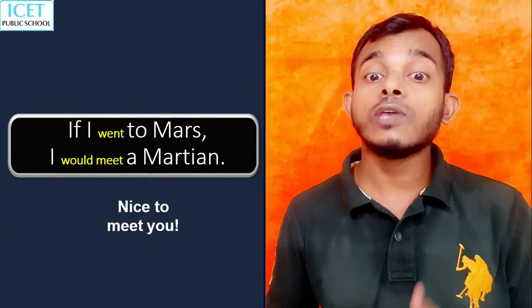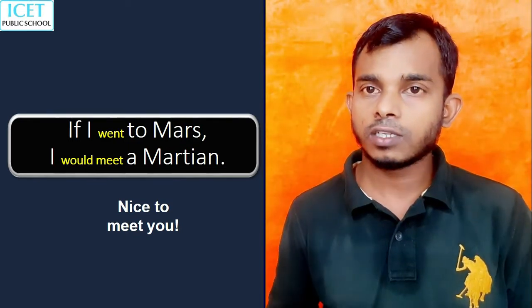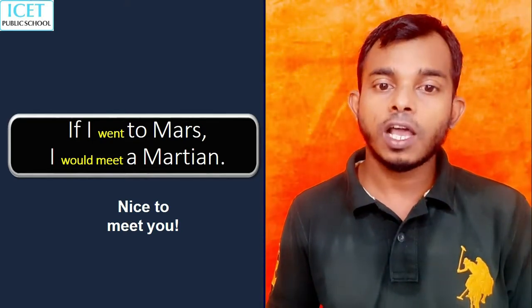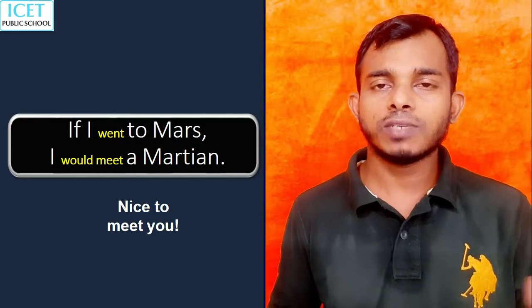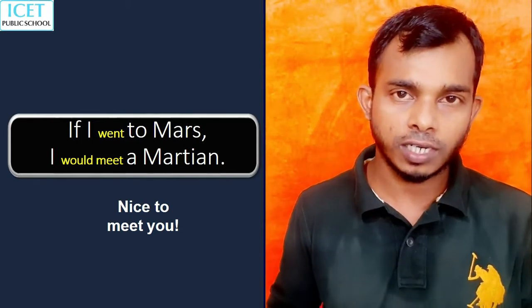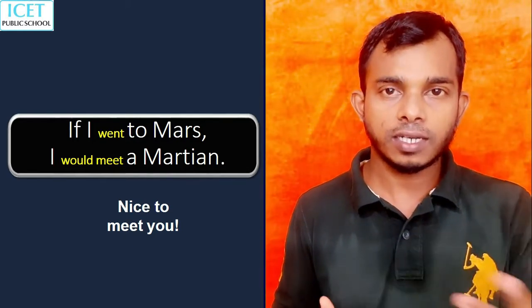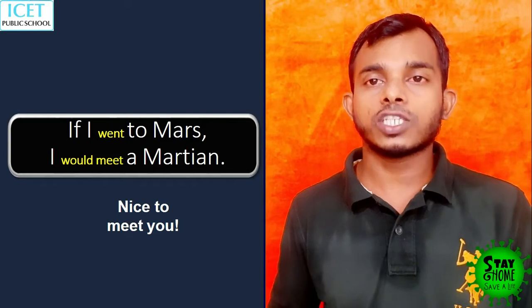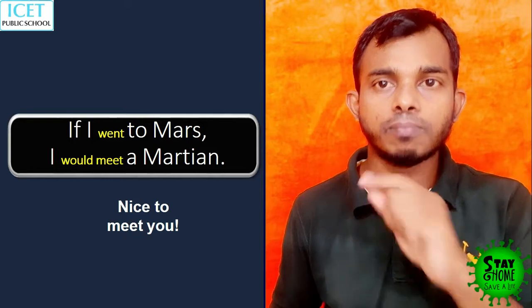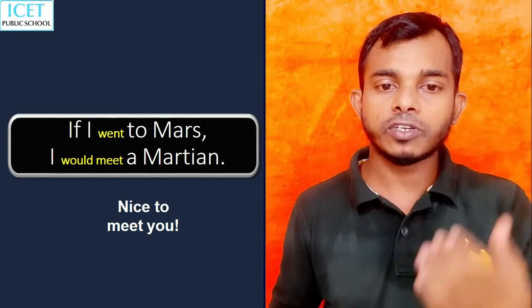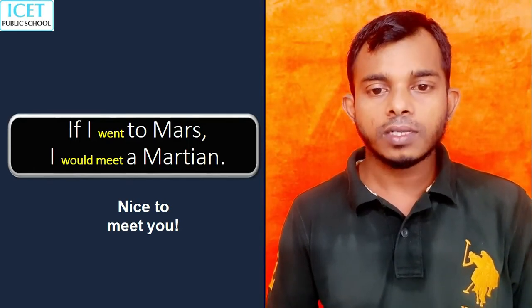Then if I went to Mars, if I went is also simple past. Went is also simple past. If I went to Mars, I would meet a Martian. Martian, I simply made up the word. There is no such word as Martian. If there are people on Mars, we can call them Martians like that. So, I would meet a Martian. If I went is simple past, then the main clause will be written with I would, not I will. I would meet a Martian. Nice to meet you.